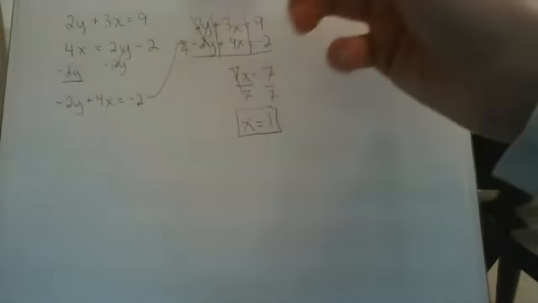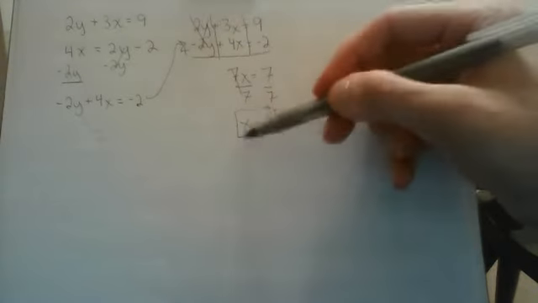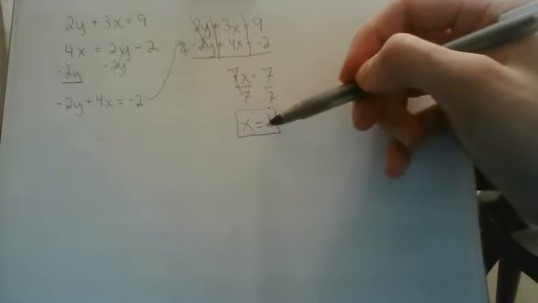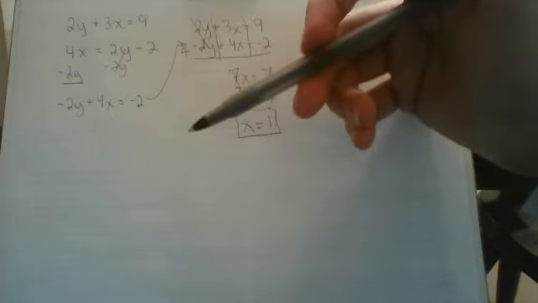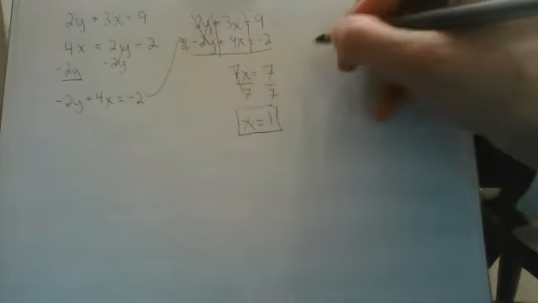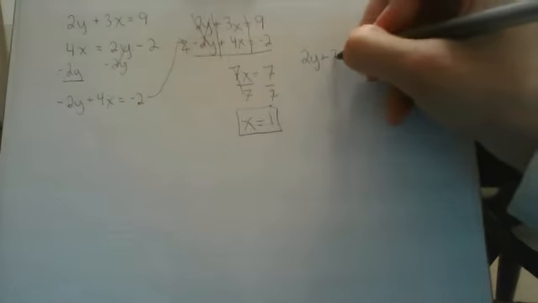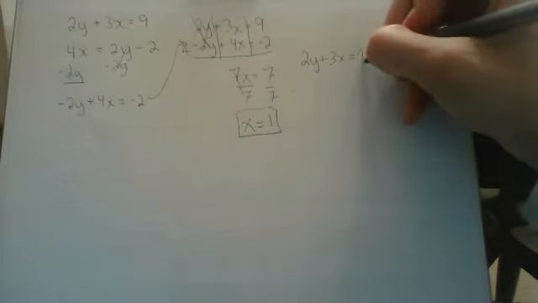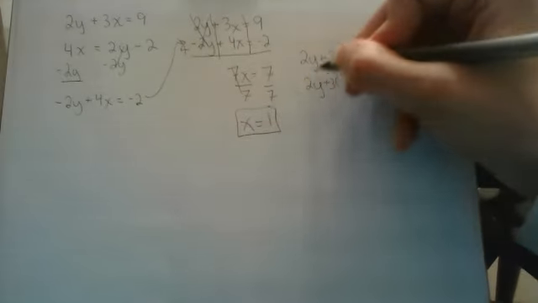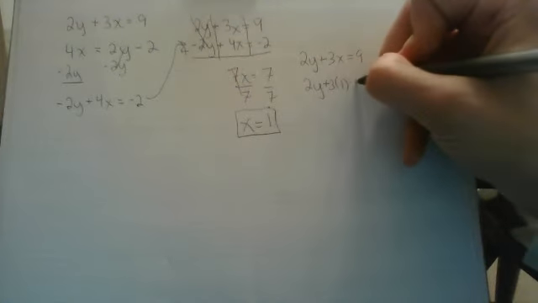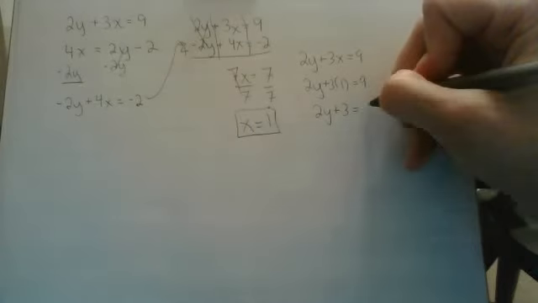Since I have 2 variables and 2 equations, I need 2 answers. I can substitute this x equals 1 into any one of the equations. I'm going to go with the top equation, so I'll rewrite 2y plus 3x equals 9, and then I'll substitute 1 in place of x. And I'll continue to solve for y.